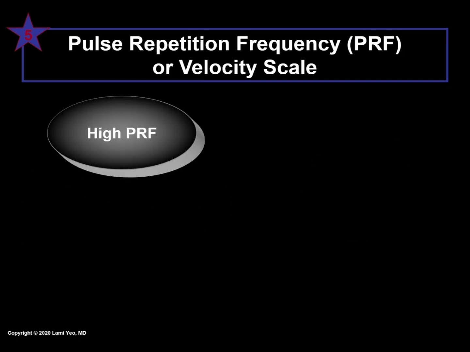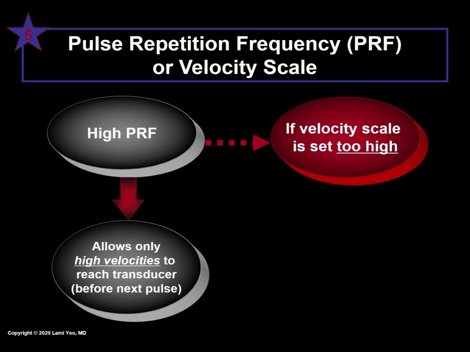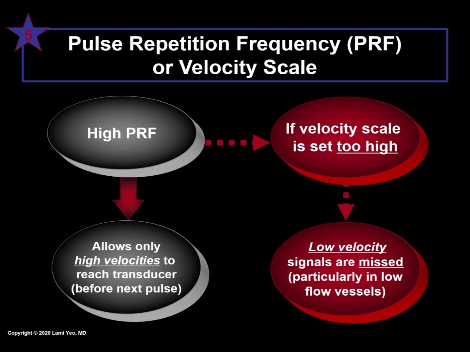The second reason is that the velocity scale depends on the actual vascular structure that is being interrogated, and therefore should be set accordingly. For example, a high PRF allows only high velocities to reach the transducer before the next pulse. But if the velocity scale or PRF is set too high, low velocity signals will be missed, particularly in low flow vessels. This is because high wall filters, discussed later in this presentation, eliminate this information.